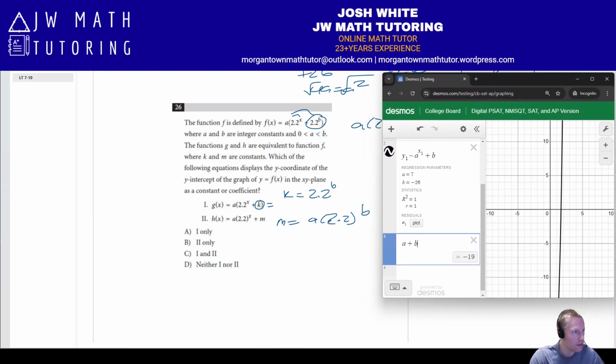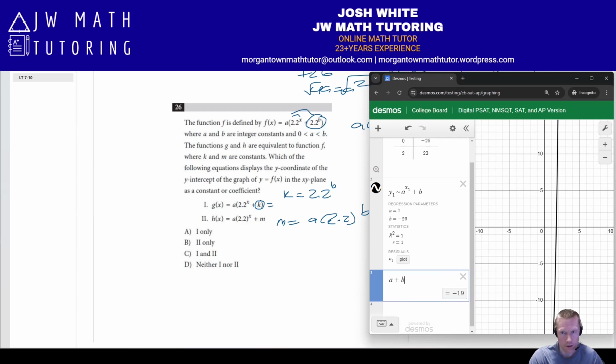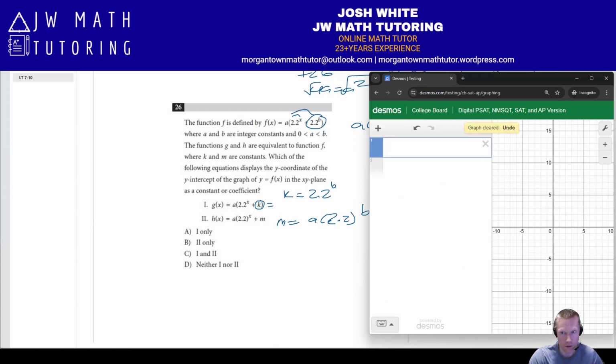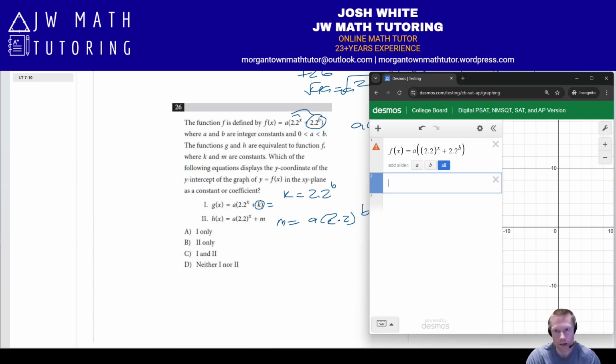All right, let me just see. Get this on the screen here. Clear this out. All right, so I'm going to graph my original function. Need another parenthesis. Nope. Okay. So I graphed the original function.